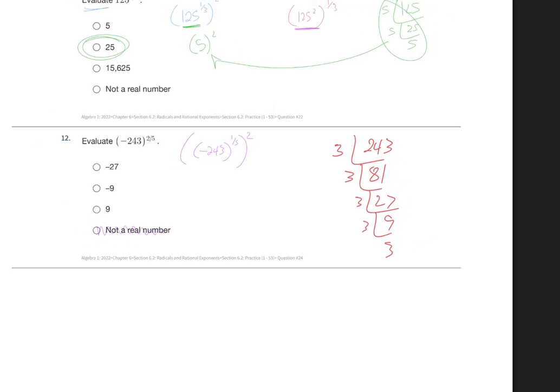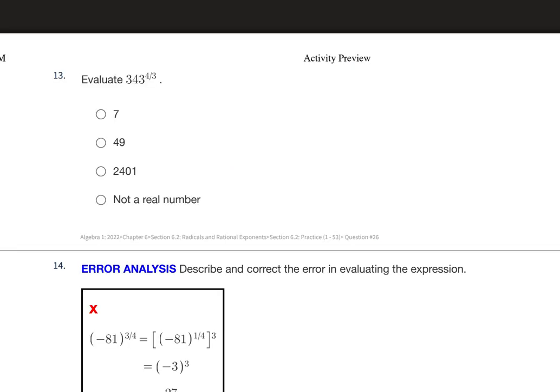So what we can do is negative, negative, negative, negative, negative. That's going to give us, since there's 5 of them, -243. So the 5th root of -243 is -3. It was being squared. Our answer is 9.